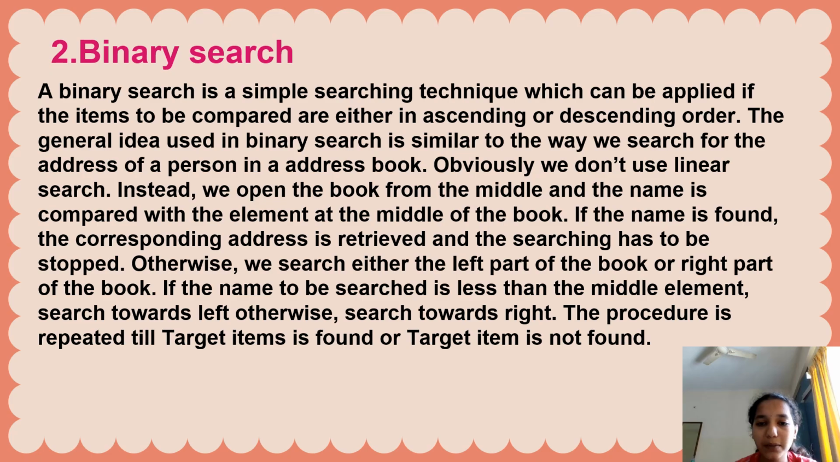Instead, we open the book from the middle and the name is compared with the element at the middle of the book. If the name is found, the corresponding address is retrieved and the searching has to be stopped. Otherwise, we search either the left part of the book or the right part of the book. If the name to be searched is less than the middle element, search towards the left, otherwise search towards the right. The procedure is repeated till the target item is found or it is determined that the target item is not found.